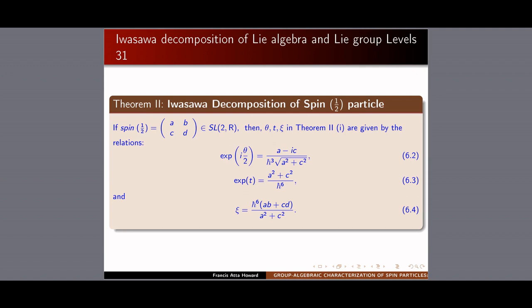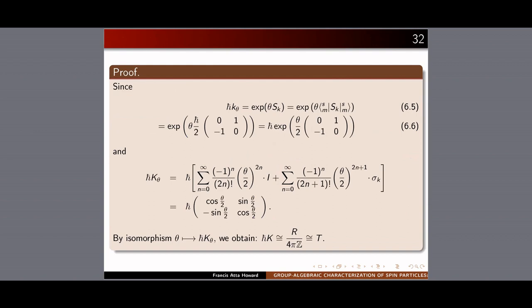Now, the following results can be easily obtained. We have the exponential of i theta over 2, exponential of t, and xi to be that. From this, I did a proof by taking exponentiation of the SK matrix, and coming out with the rotational form: cos theta over 2, sine theta over 2, minus sine theta over 2, cos theta over 2, and by isomorphism showing that it is a torus.